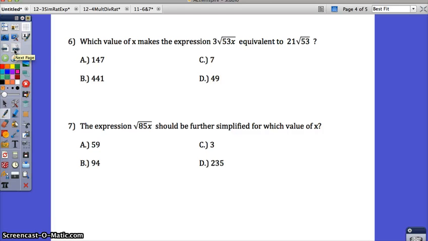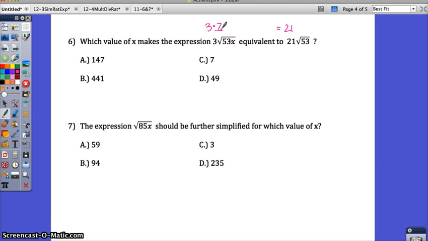Number 6, which value of x makes the expression 3 times the square root of 53x equivalent to 21 square roots of 53? Well, notice the difference between these two. I'm going to multiply 53 by something on the inside of my square root, but I end up keeping the square root of 53 and the square root of 53. So the only difference is that I have a 3 on the outside and it becomes a 21. Think about that. 3 times what would get me this 21 over here? Well, it must be a 7.